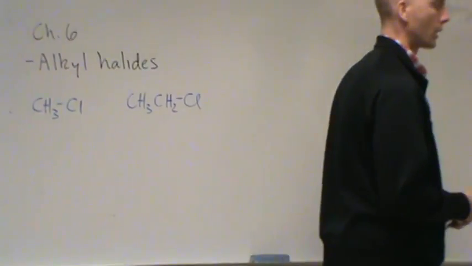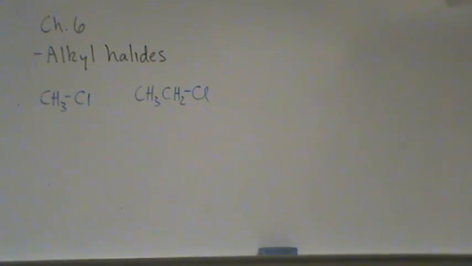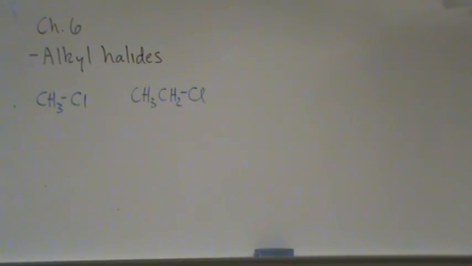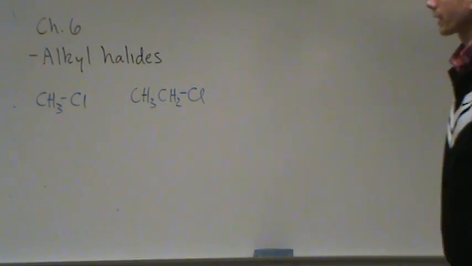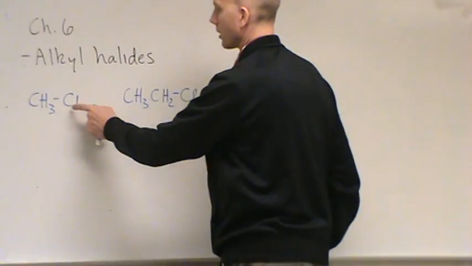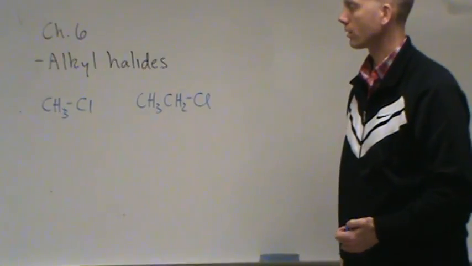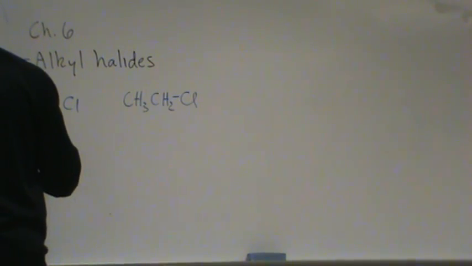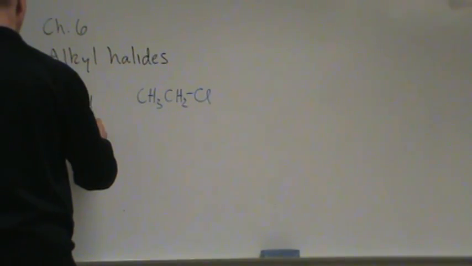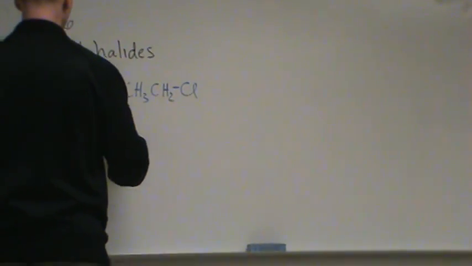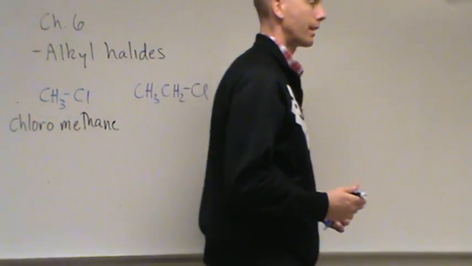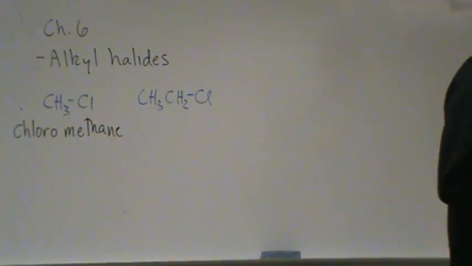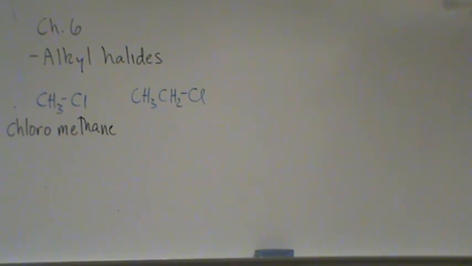Okay, so here's some simple ones here. What do you think the name of that one is? Okay, chloromethane. So very good. So that's how we name these halogens: chloro, bromo, fluoro, iodo.